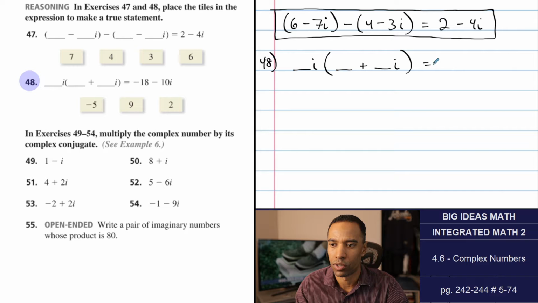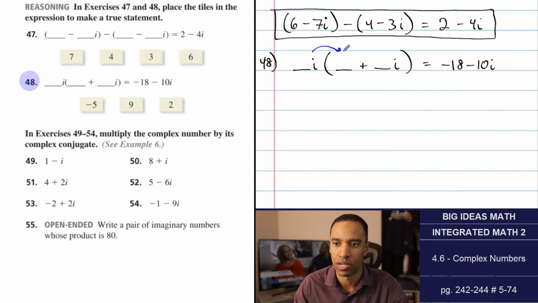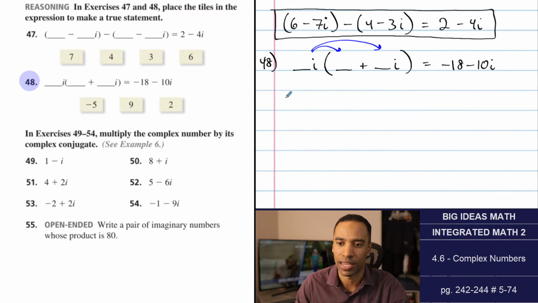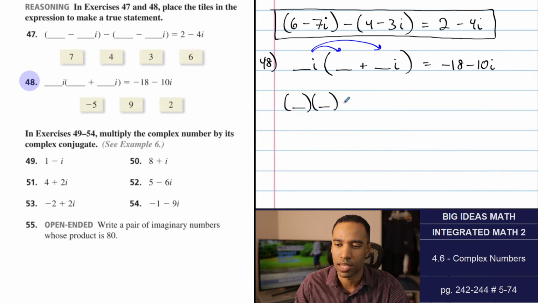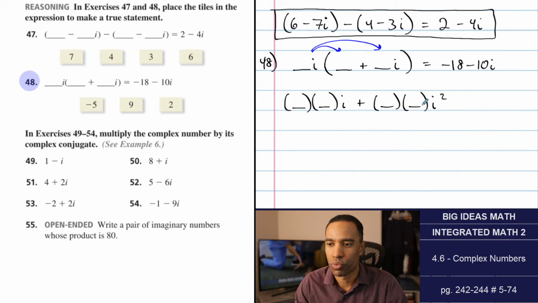Okay. Equals negative 18 minus 10i. So let's really work on this left side here. This would obviously be a distribution of these sets of numbers. So you have something times something I, right? Something times something I plus, now we're going to have something I times something I. So something times something I squared, right? Through that distribution. Now, when you turn something into I squared, it'll turn negative. That means this will turn negative.